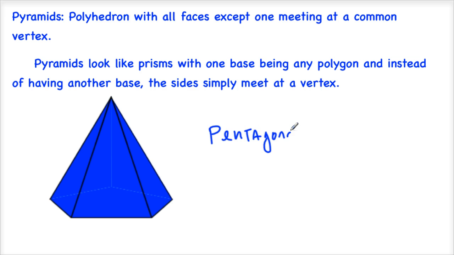And that's because the base of this pyramid is a pentagon, right? So if we look at the bottom here, and that's where you can see those dotted lines a little bit in the background, that makes a pentagon on the base. And then at the top, instead of having another congruent pentagon to make this a prism, there's just a little point, or a vertex, where all the other sides come together.